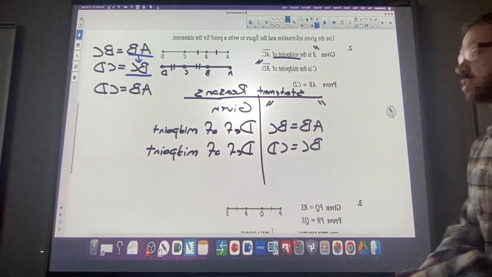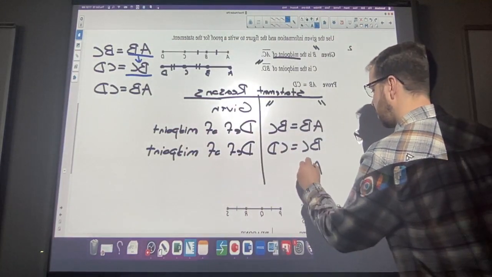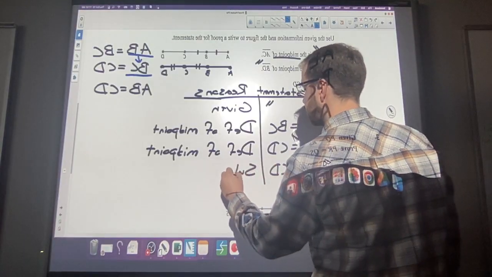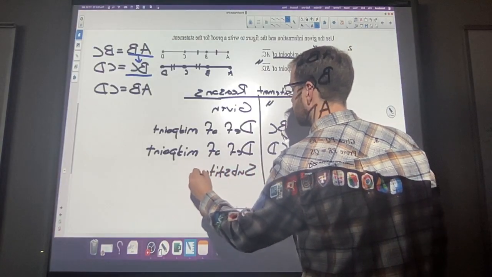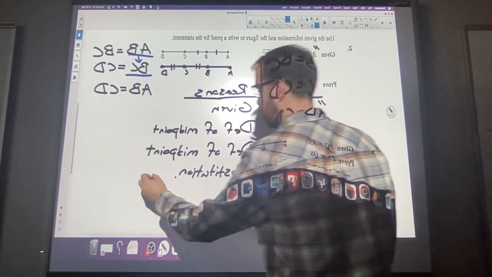And we can put it all together by swapping these out. And we get AB equals CD, and that's going to be substitution. All right, there you go. There's your proof. Put a star by it.